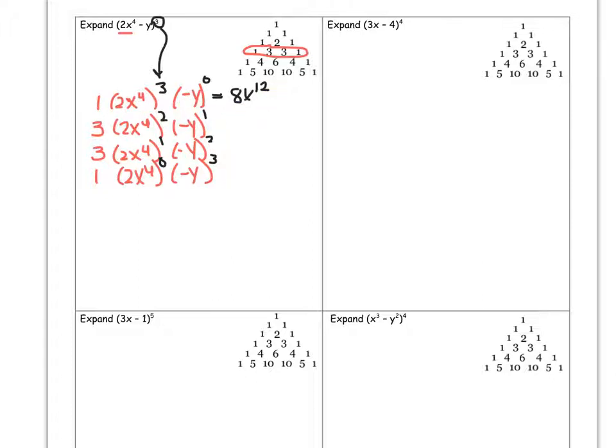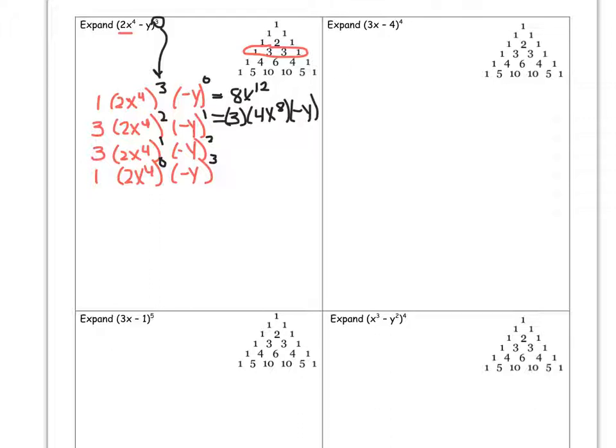Okay, now let's do the second one. We've got 2x to the fourth squared, so we have to take 2 and square it, which is 4. So we have the 3 from before. Then we have 4x to the 8th power, because we're taking the 4 and 2 and we're multiplying them. And then negative y to the first is just negative y.